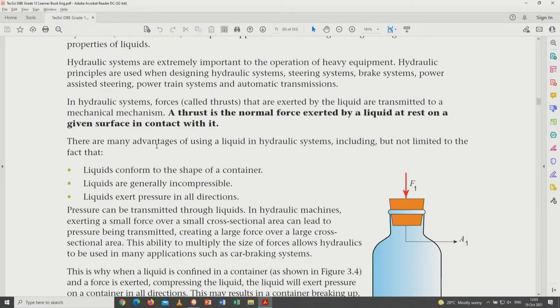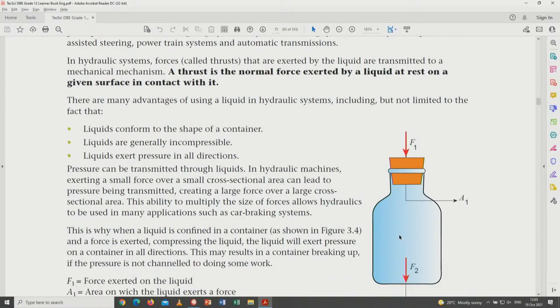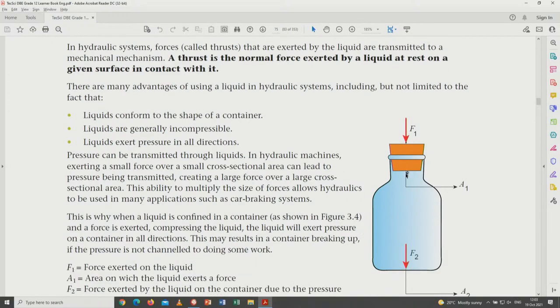So in hydraulic systems, the forces that are associated with fluids, really referred to as thrust, that are exerted by liquid are transmitted to the mechanical system. So a thrust is the normal force exerted by a liquid at rest on a given surface in contact with it. So if you have a liquid in contact with a surface, the force exerted by that liquid on the surface is called the thrust.